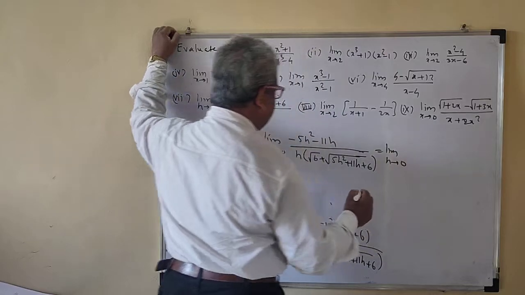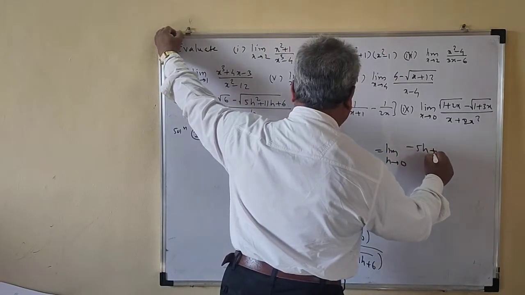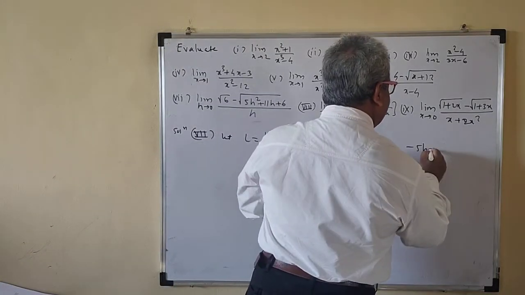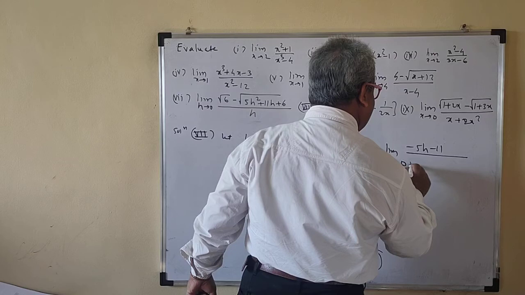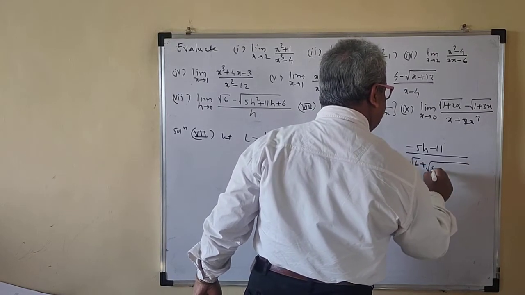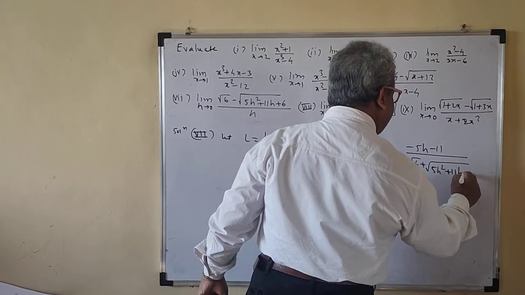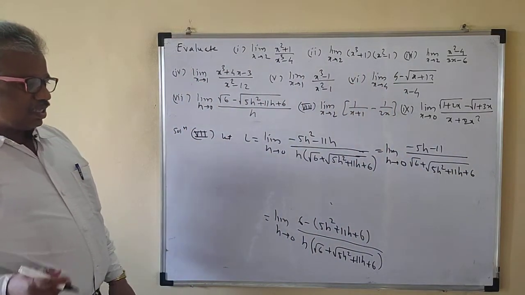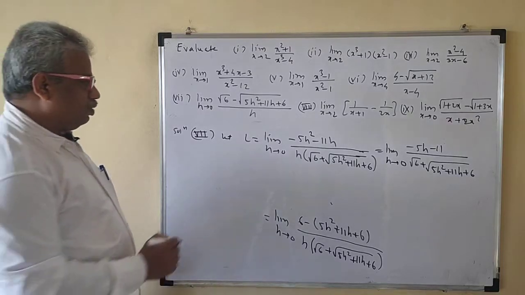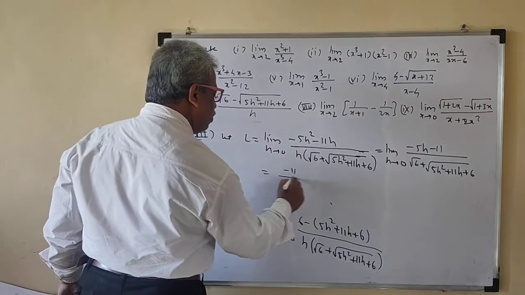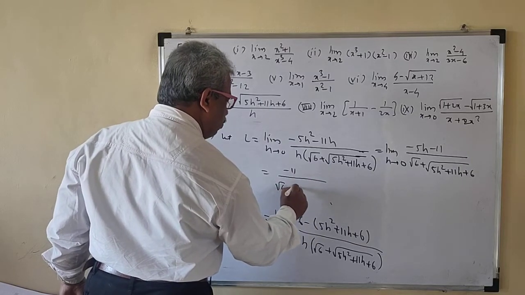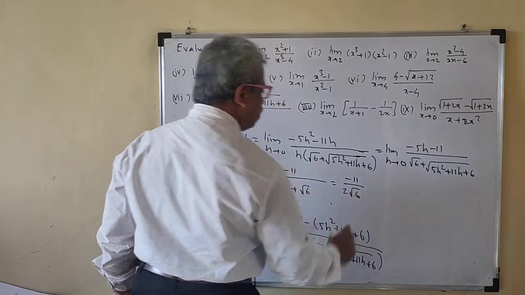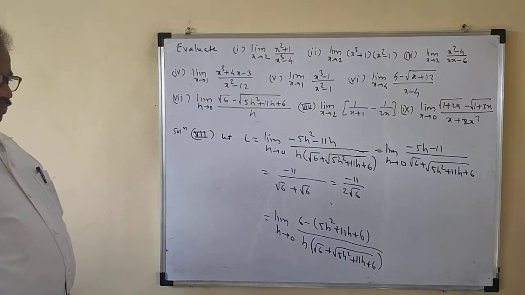So this is what? Limit h tends to 0. Minus 5h, oh not plus now, this is minus 11 upon root of 5h square plus 11h plus 6. Now see here, in the denominator there is a plus sign, all are positive. So directly you can put h is equal to 0. Then this is minus 11 upon root 6 plus root 6. So this is minus 11 upon 2 root 6. This is the required answer.